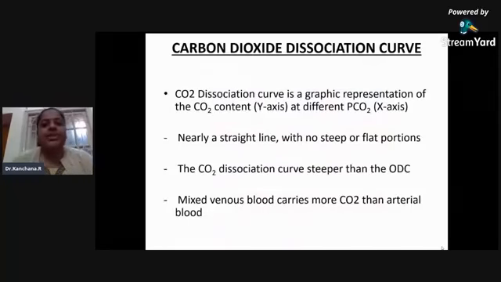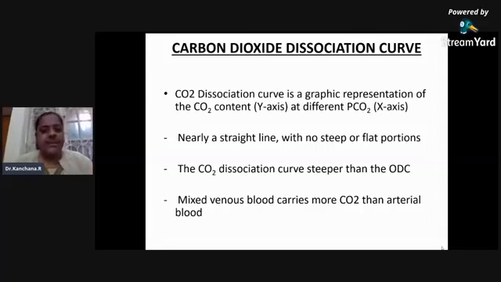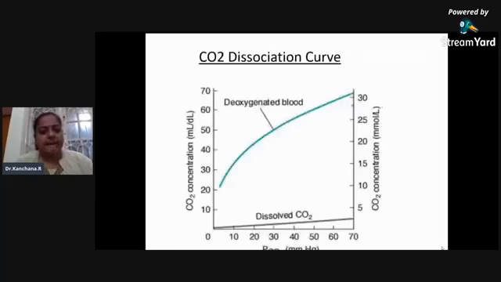Now the carbon dioxide dissociation curve. Like I told you, when PO2 is plotted against percentage saturation of hemoglobin with oxygen, you get a sigmoid-shaped curve. Similarly, when PCO2 is plotted against carbon dioxide content, with carbon dioxide content along the y-axis and PCO2 along the x-axis, you get a nearly straight line with no steep or flat portions. This curve is called the carbon dioxide dissociation curve, which is steeper than the ODC, and mixed venous blood carries more CO2 than arterial blood.